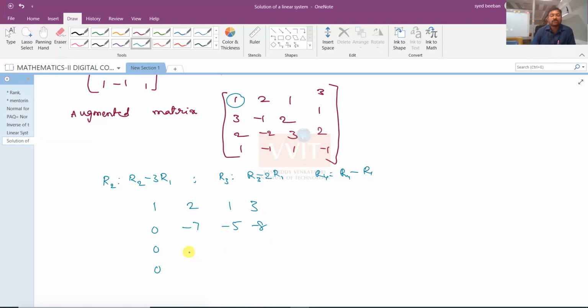So second row, R2 minus 2 R1: minus 2, minus 4, minus 6. Here 3 minus 2, minus 3, minus 2 plus 1. Here 2 minus 6 will be minus 4. And R4 minus R1: minus 1, minus 2, minus 3. 1 minus 1 is 0. Minus 1, minus 3, minus 4.